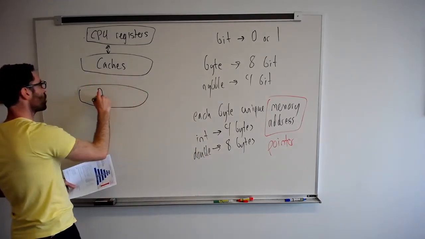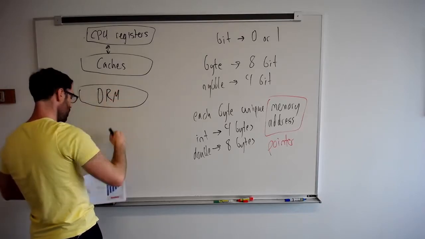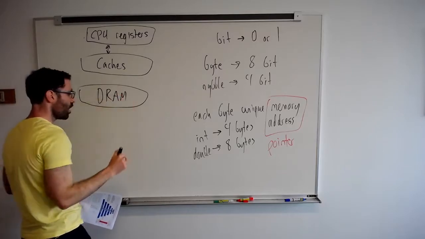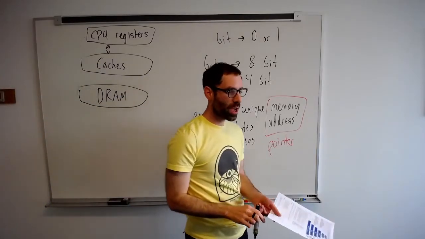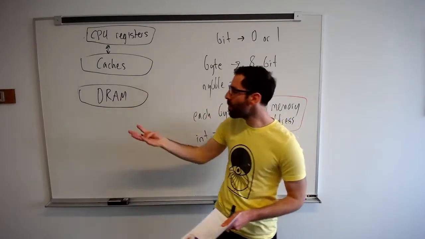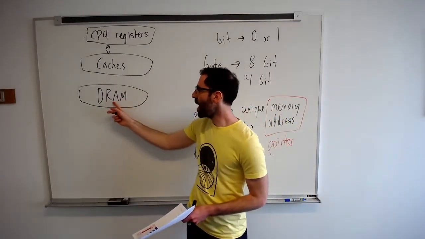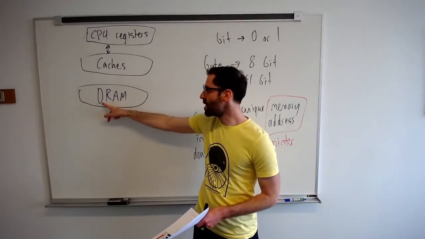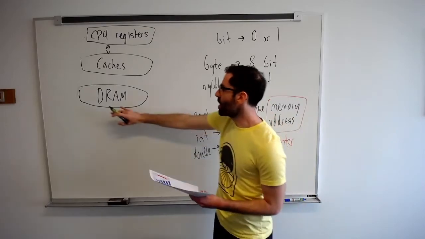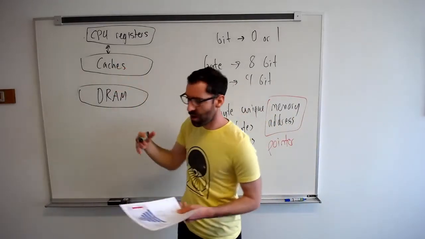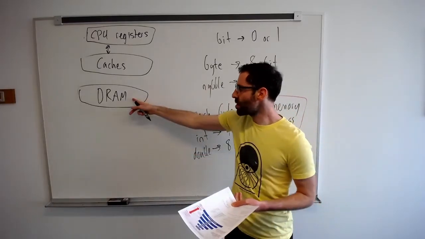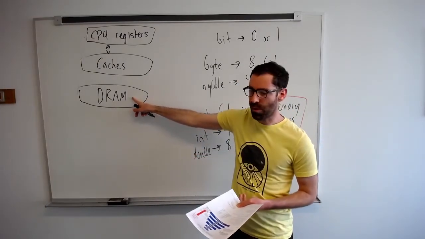Below caches, we have DRAM, which you might also have seen referred to as memory or main memory. This is RAM, random access memory, where the D is dynamic. And when people talk about how much memory a computer has, they're typically talking about DRAM.